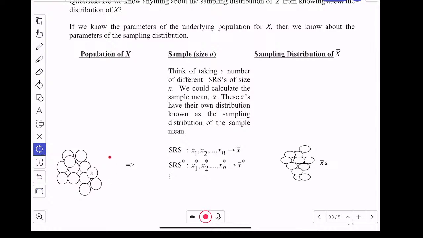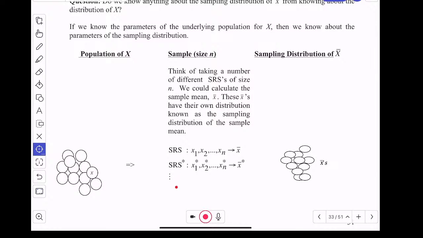Let's go back to the population and sample again. Put back all those ones that you selected, and get a second sample. The second sample results could be x1, and we'll name them x1 star because it's not necessarily the same as the original one, x2 star and up to xn star. And we could calculate a different sample mean.